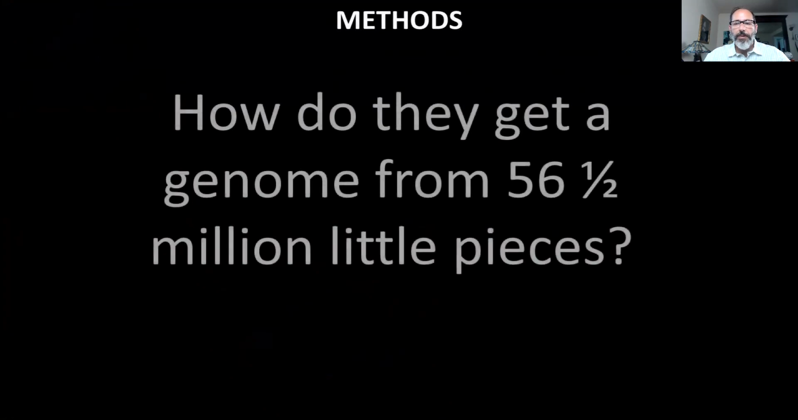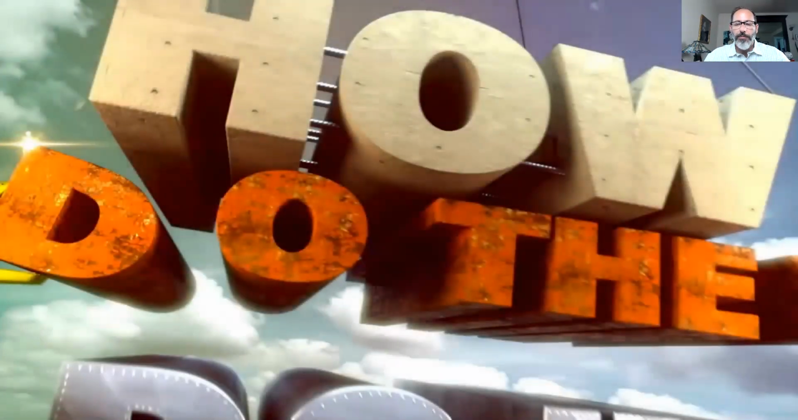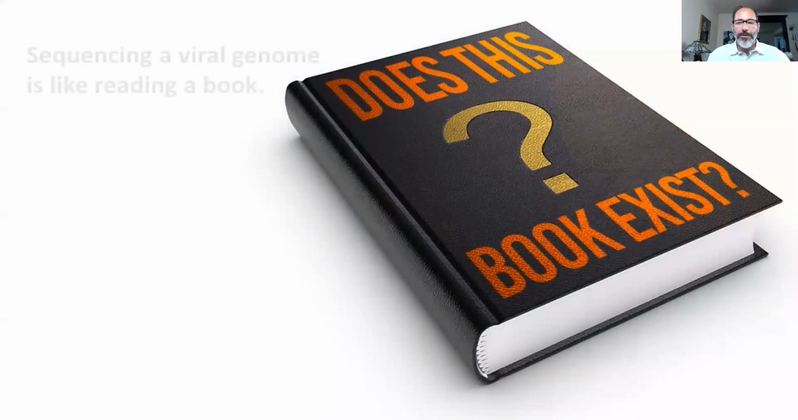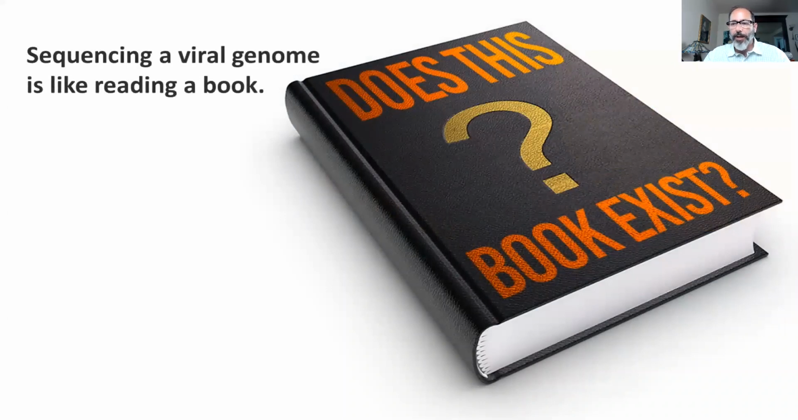So how do they get from 56.5 million known little sequences or little pieces of RNA to a full genome? I'm going to show you a bit of an analogy here, and we call this little segment the Corona Chronicles. I'm going to read to you while you're looking at these slides here.